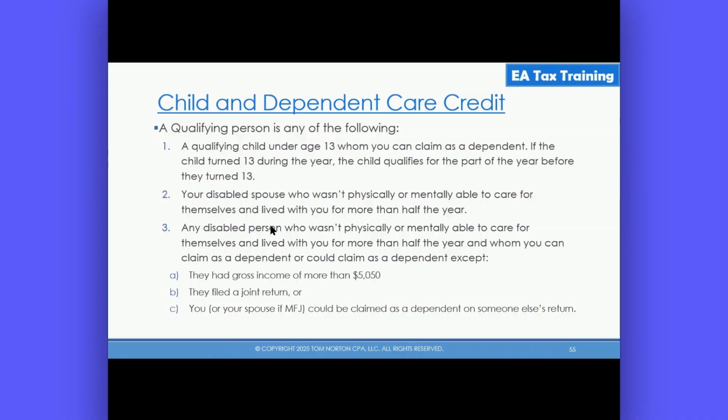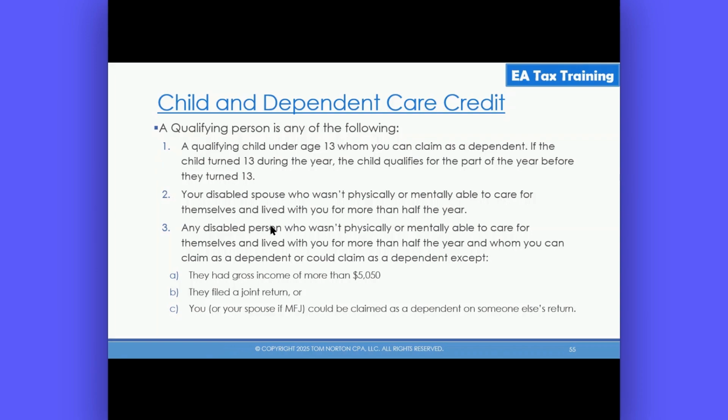So this is kind of unique in the tax law. Usually when we're talking about someone's age, we look at their age at the end of the year. But for this, you get to look at when they turned 13. So for the part of the year that they were 12, you can still take the child and dependent care credit. But for the part of the year after they turn 13, you cannot take the credit.